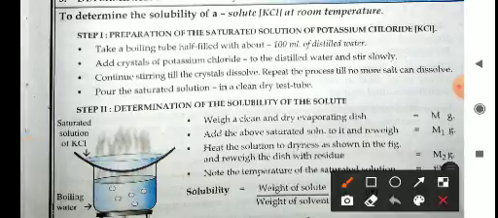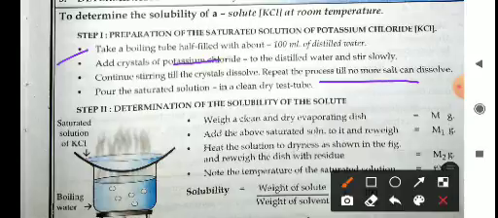So in the first step, take some amount of distilled water, add some amount of potassium chloride and stir it to mix it, and again add some amount of salt into the solvent and keep mixing. When no more can be mixed, we take this solution into a clean and dry test tube. Okay, step two: determination of the solubility of the solute.